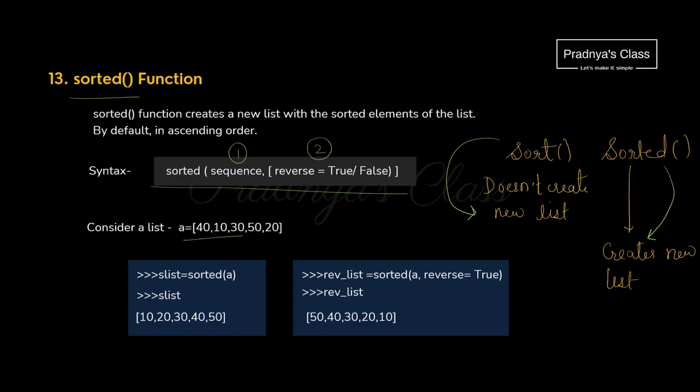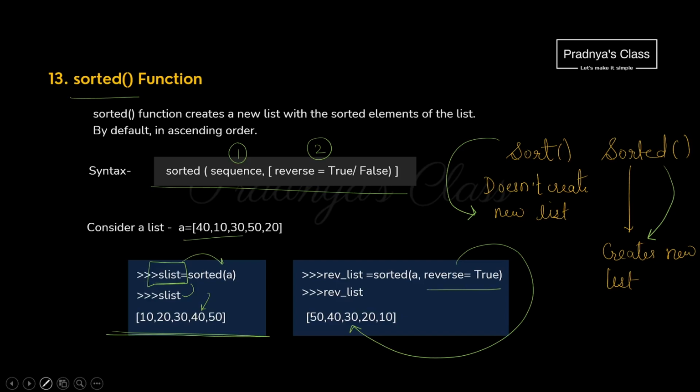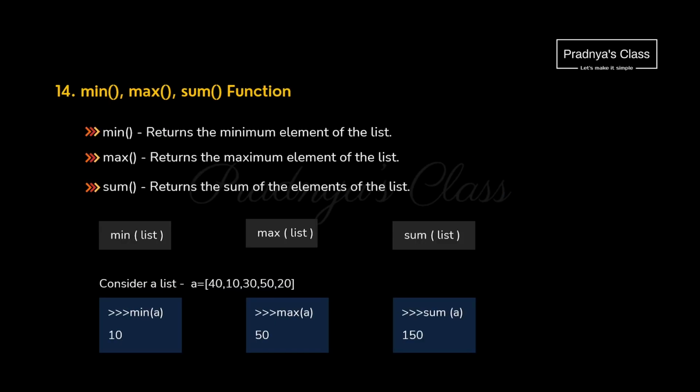Here is the list. We are applying sorted on the list. We will get one new list. When we print the new list, we are getting the sorted list. If you want a new list in descending order, write reverse equals True. If your list contains numbers, you can apply these functions min, max and sum. Min will find the minimum element, max will find the maximum element and sum will calculate the sum of the elements.